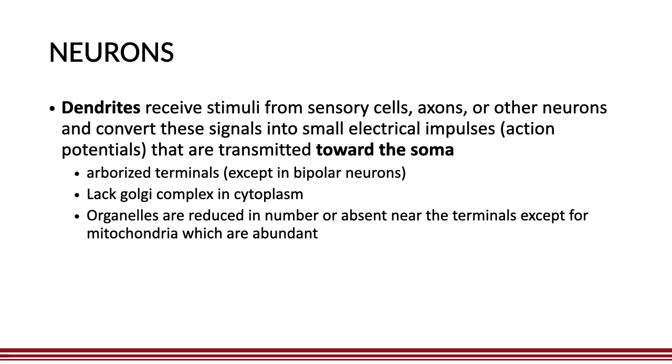Dendrites, on the other hand, are branch structures that extend from the cell body and receive incoming signals from other neurons or sensory receptors. They play a key role in integrating and processing these signals before transmitting them to the cell body. Okay, so they receive stimuli, they receive impulses.